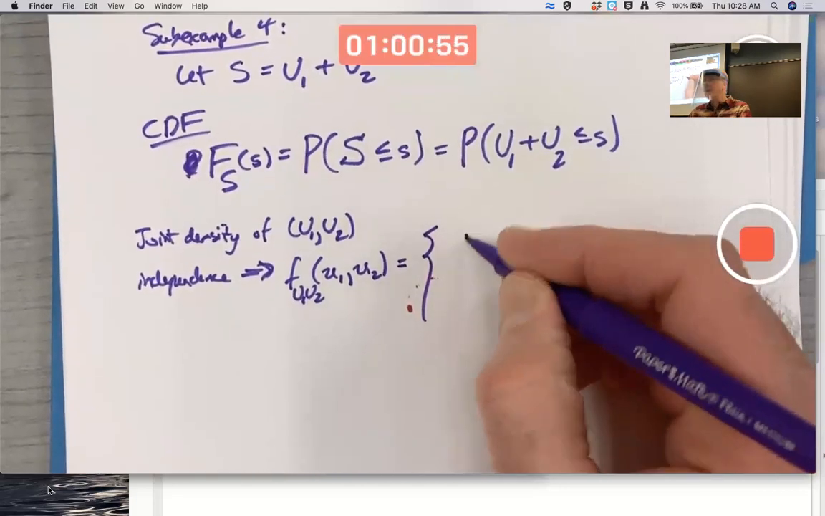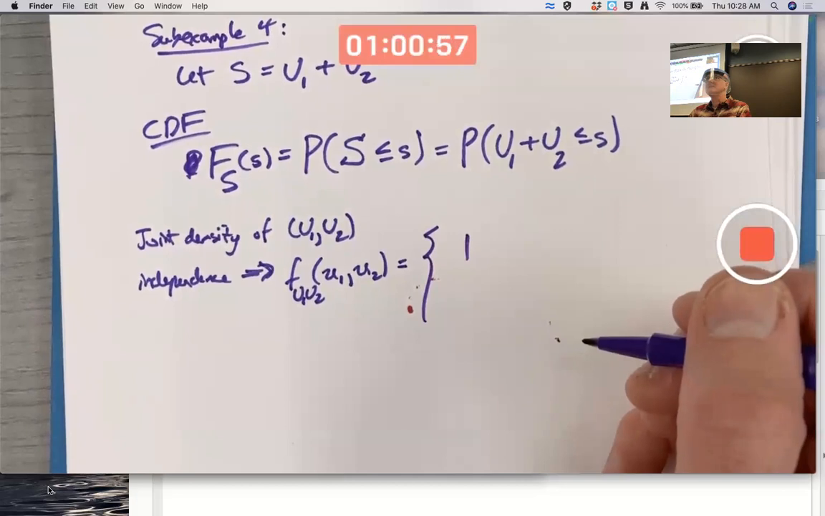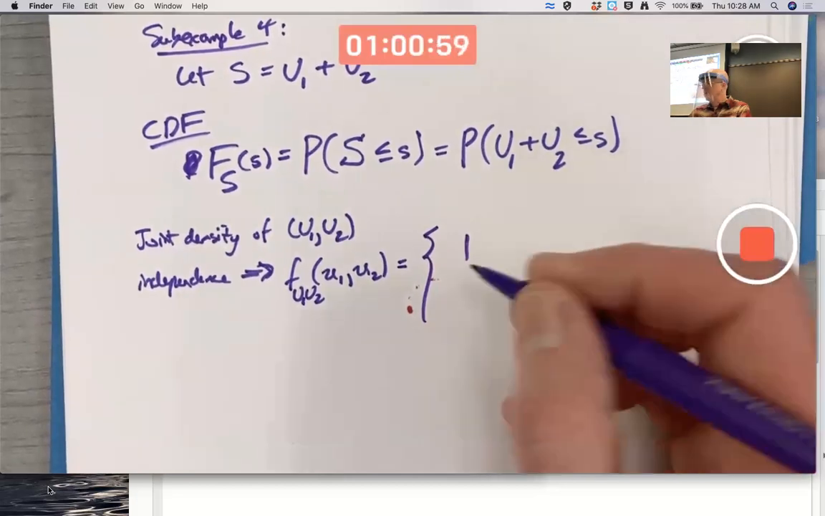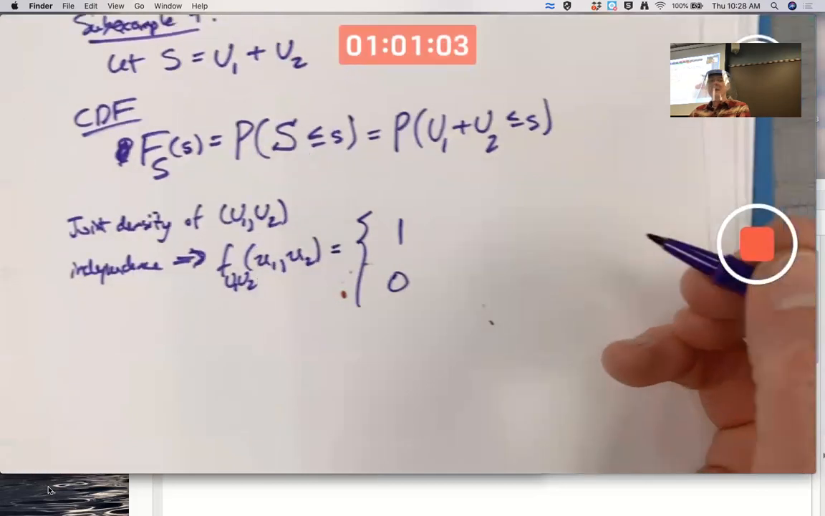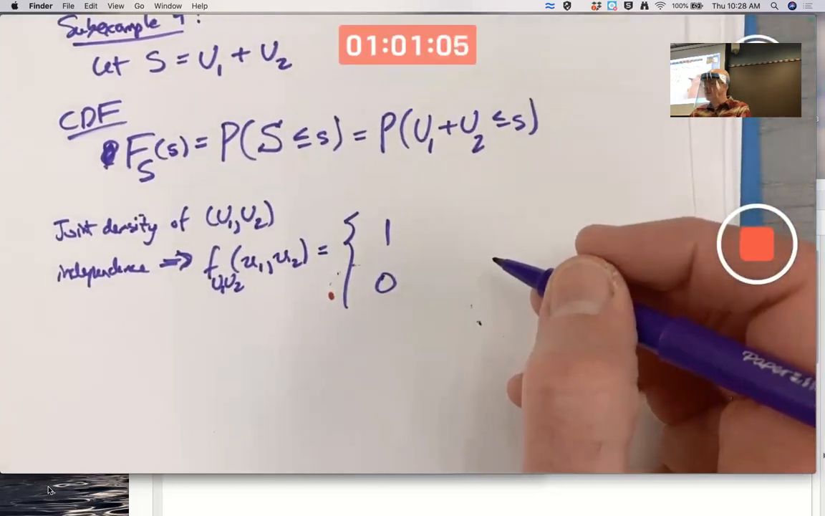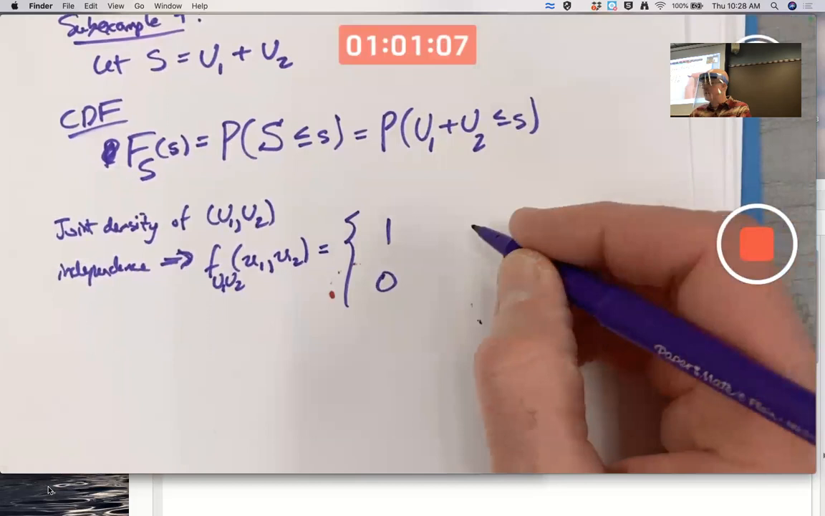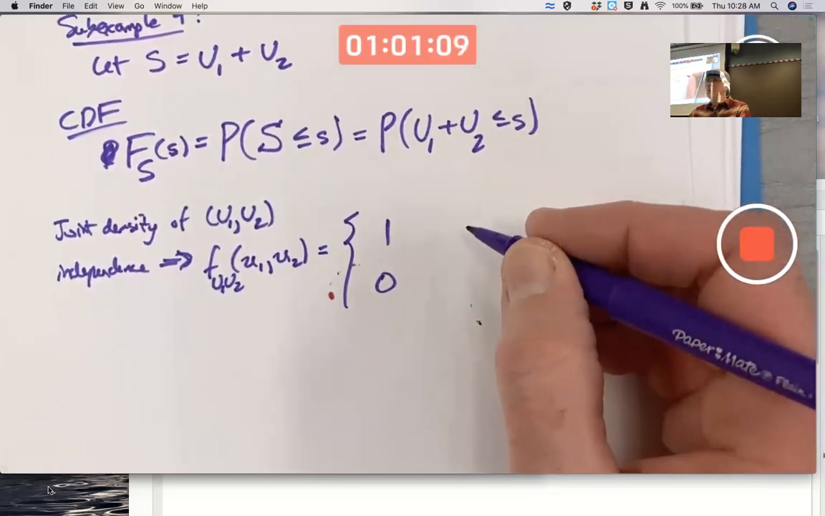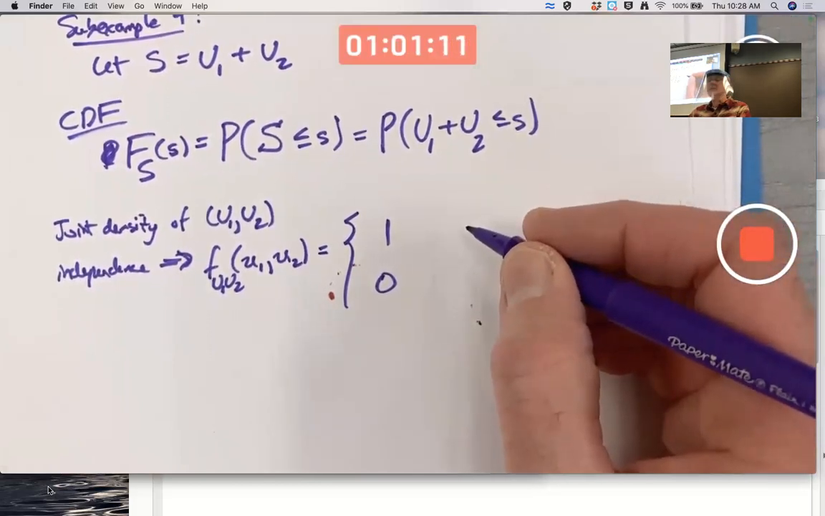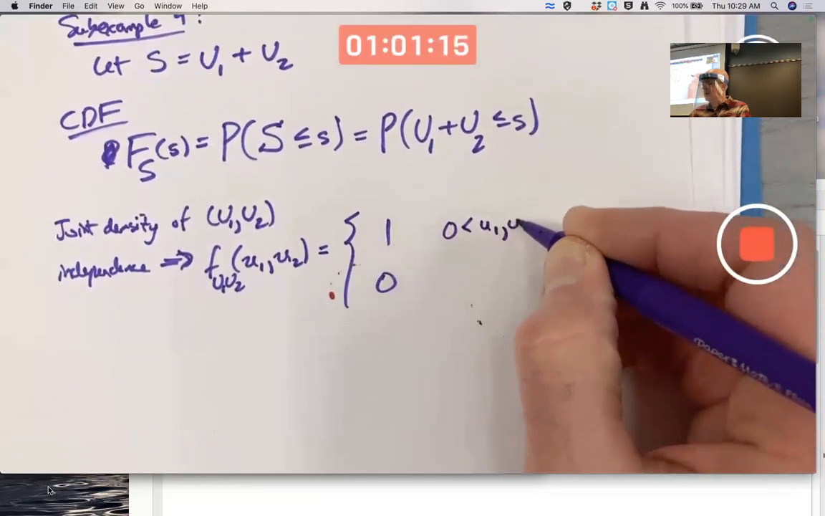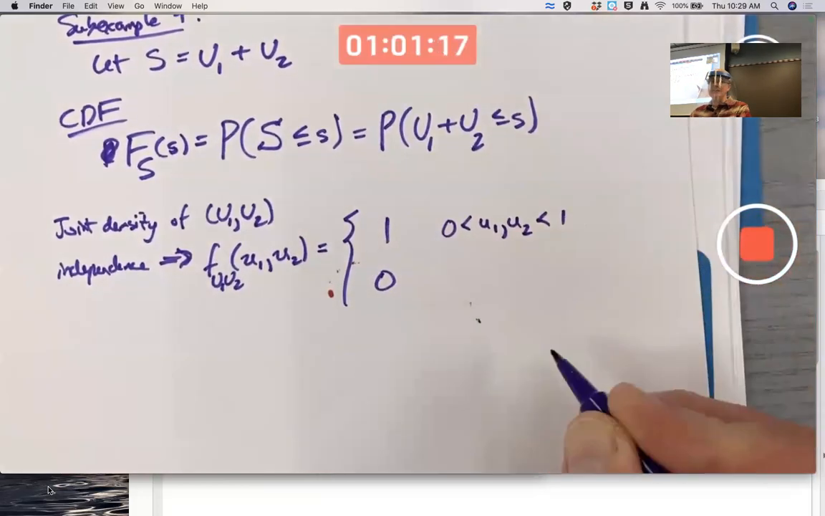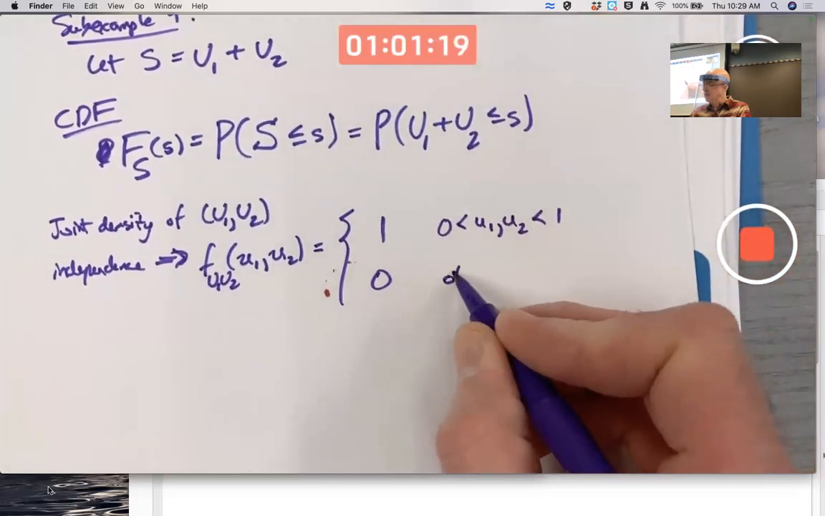1 times 1 is 1. Anything times 0 is 0. This is going to be, as a multivariable calculus function, a piecewise function where its output is 1 if both U1 and U2 are between 0 and 1. I could write that like this. And 0 otherwise.